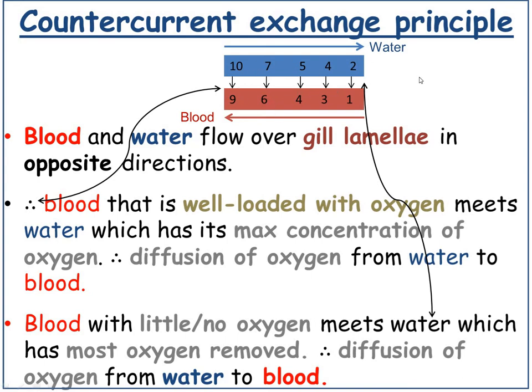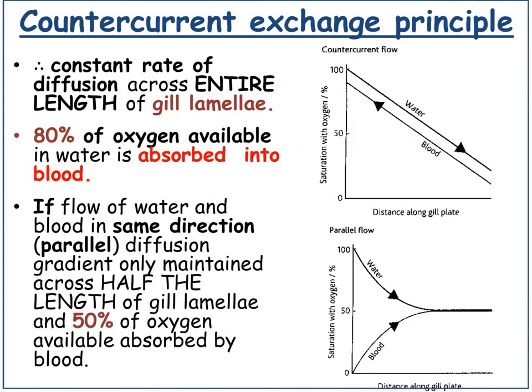So at the other end, blood with little or no oxygen meets water which has most of the oxygen removed, and therefore there is always diffusion of oxygen from the water to the blood. So therefore there's a constant rate of diffusion across the entire length of the gill lamellae.